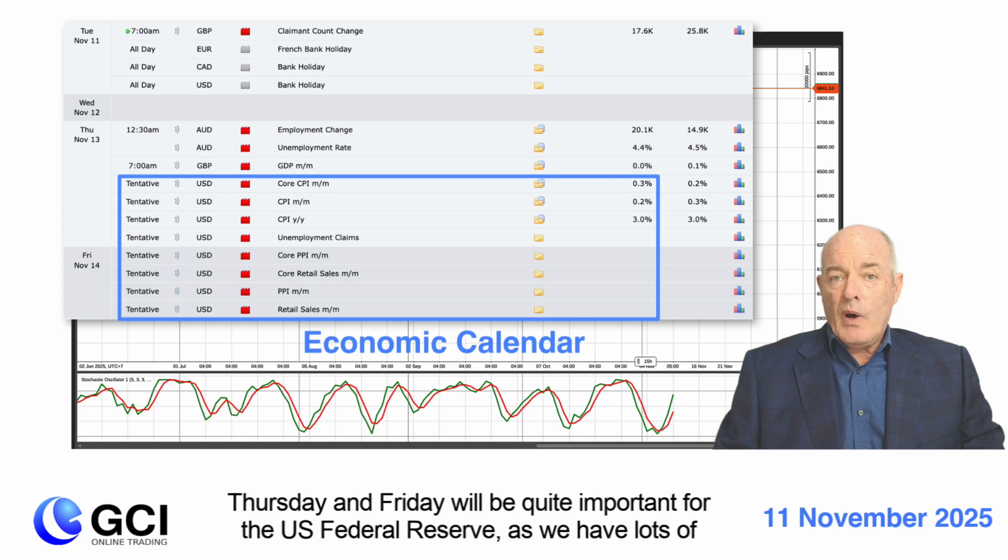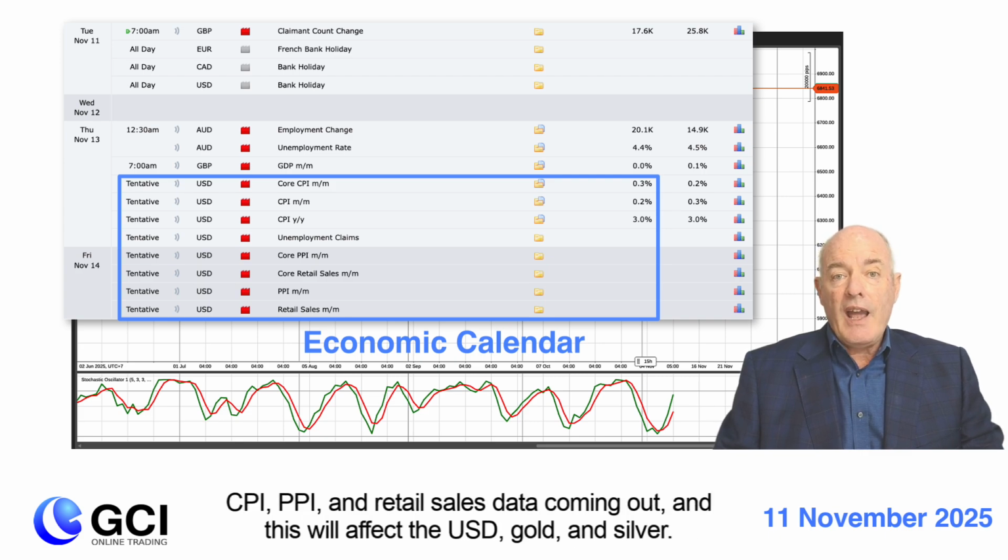Thursday and Friday will be quite important for the U.S. Federal Reserve, as we have lots of CPI, PPI, and retail sales data coming out, and this will affect the U.S. dollar, gold, and silver.